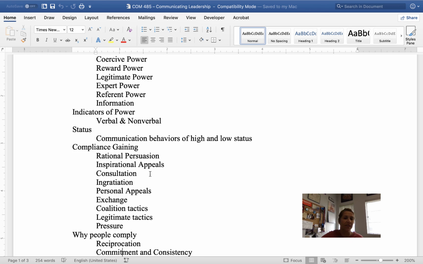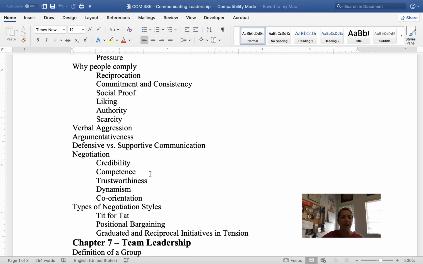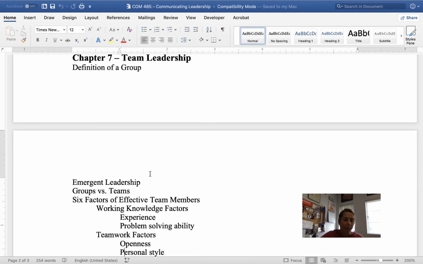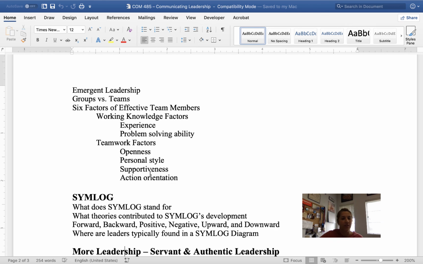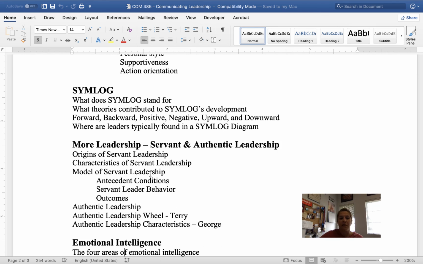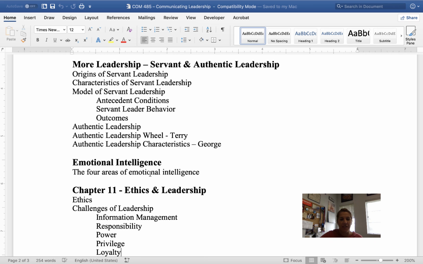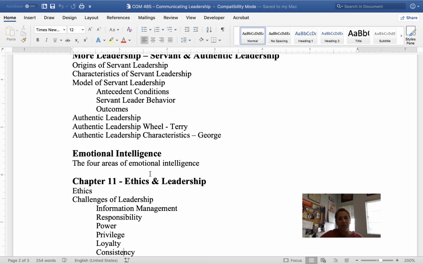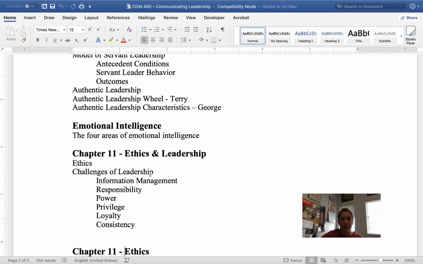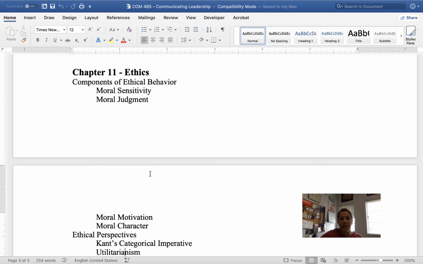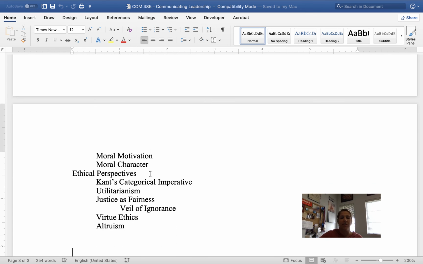The power bases, the compliance gaining is definitely on there. Again, do not worry about the SimLog. Definitely check out servant and authentic. I would not stress too much on the emotional intelligence or the ethics portion. The biggest thing you'll have to know out of ethics is, again, the different perspectives here.